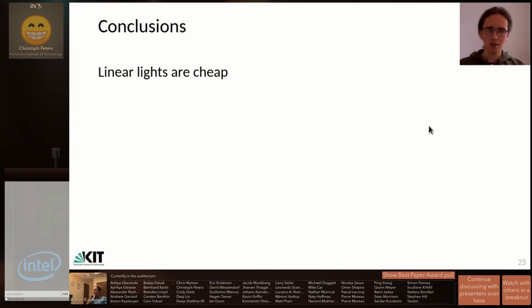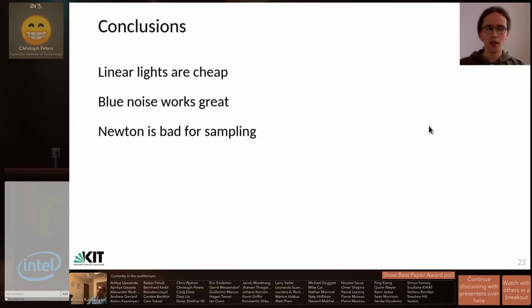So with that, I'm ready to conclude. I hope I've been able to convince you that linear lights are fairly inexpensive with the approach I've presented here. So they are definitely fast enough for real-time rendering. And if you do ray tracing, you can use blue noise, and that works great. So you get very good shadows at very low sample counts. As a more general lesson concerning sampling problems in computer graphics, I want to emphasize that Newton's method is not well suited for them, and higher order methods with cubic convergence are more reliable and converge faster.